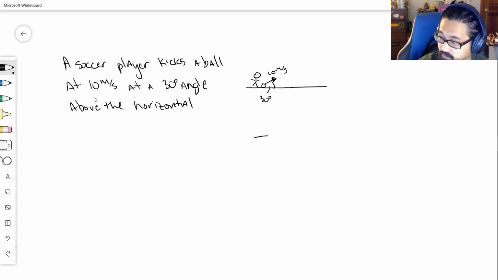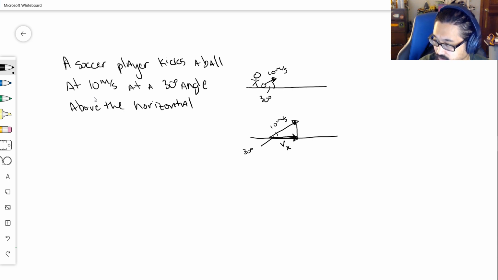If I simplify this into just that velocity at an angle, this is 10 meters per second, and again, this is 30 degrees. This much of the velocity is going this way. This is the velocity in the x direction. This is the velocity in the y direction. Part of it is going over, part of it is going up. 30 degrees is like this much, so more of it is going across compared to going up and down.